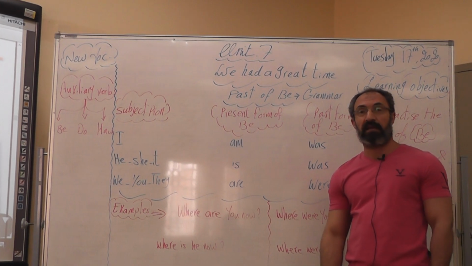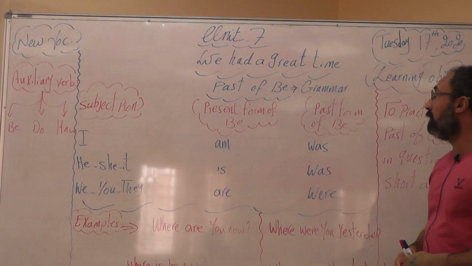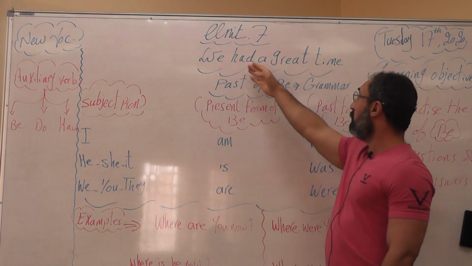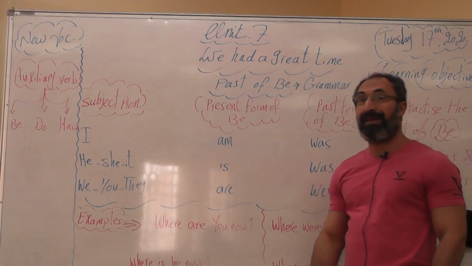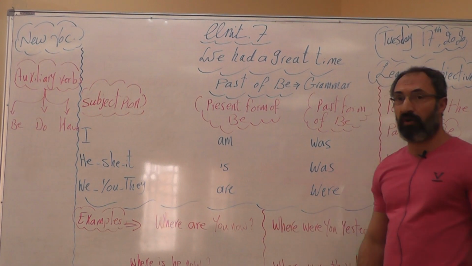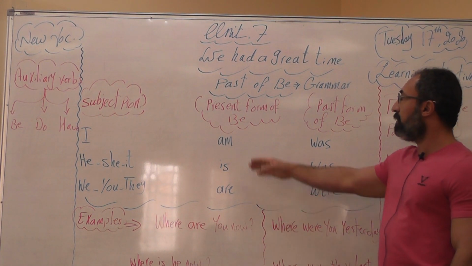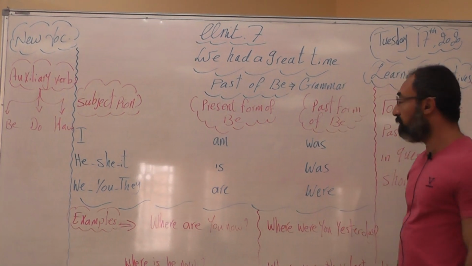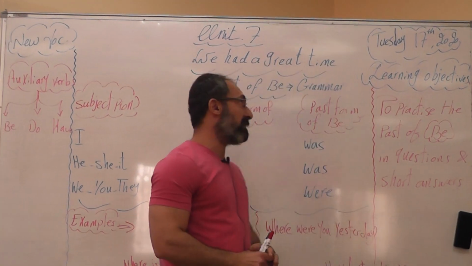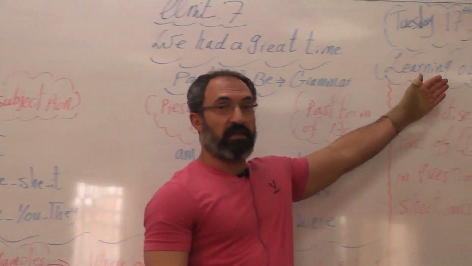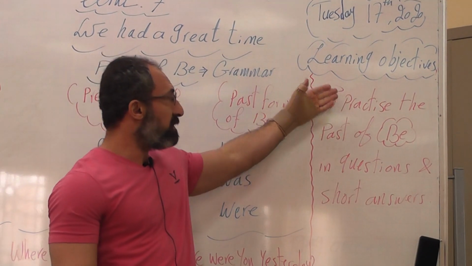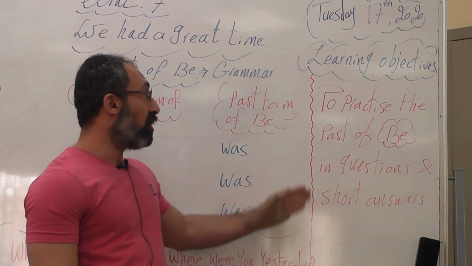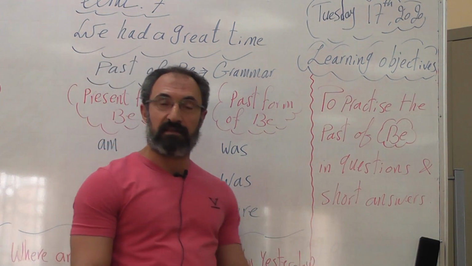As you see, our class today will be based on Unit 7. The title, We Had a Great Time. And mainly, it will be based on grammar. As you see, past of be. First of all, let's have our objectives for this class. Learning objectives. To practice the past of be, I mean verb to be, in questions and short answers.